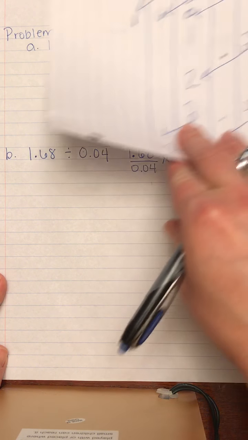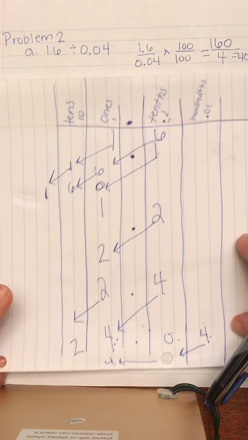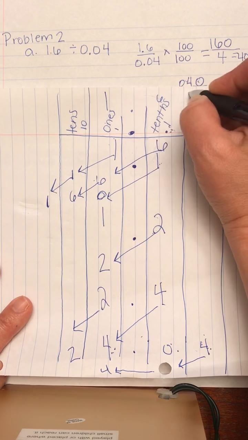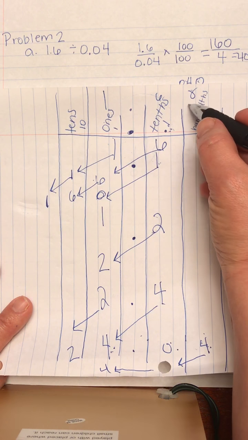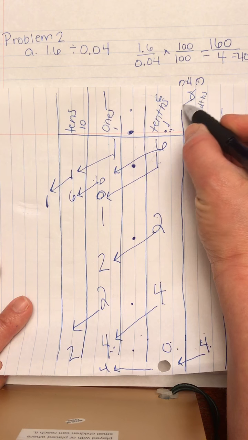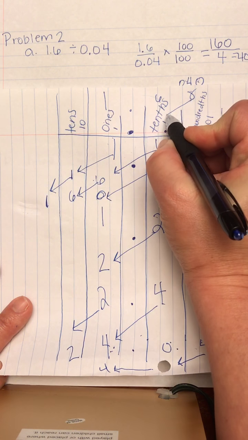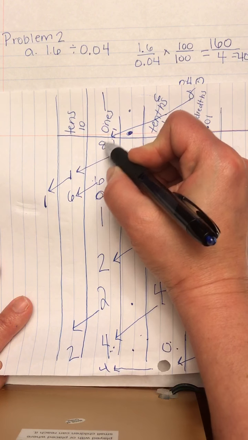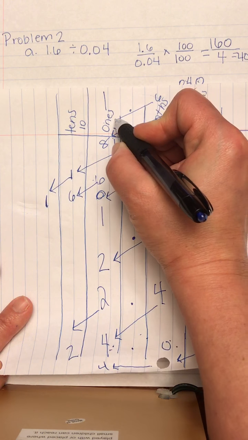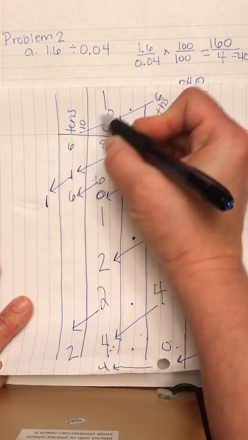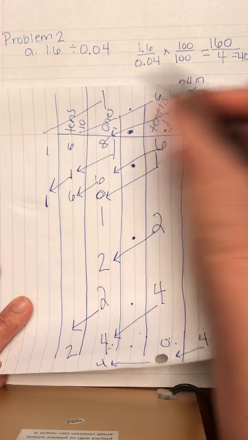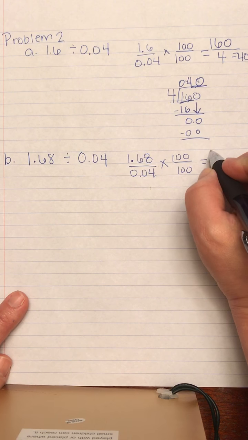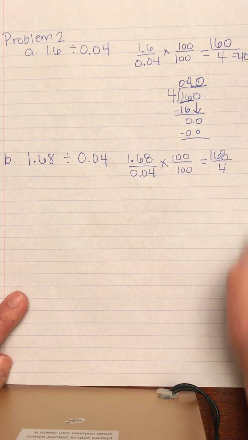Now this 1.68, oh, I'm running out of room. So I'm going to multiply this again times 100. My 8 is not going to go to my tenths. My 8 is going to go to my ones, which means my 6 is going to go to my tens place, and my 1 is then going to go to my hundreds place. So that becomes 168.